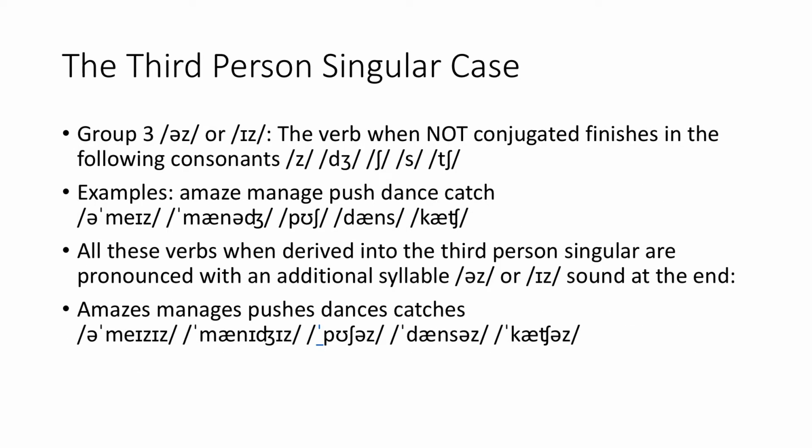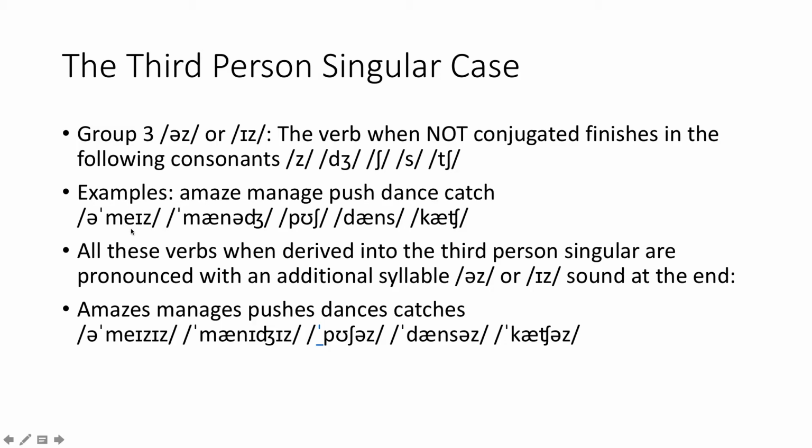And the third case is when the verb, when it is not conjugated, finishes in any of these 5 sounds. So you realize that all of them are fricative sounds, except for these 2 that are the ones that we call affricates. So they are different, and they exist because it is impossible to pronounce 2 s sounds together or 2 z sounds together. So usually the verbs that finish in z, j, sh, s, ch, in order to pronounce the third person conjugation, it is mandatory for you to add another syllable.